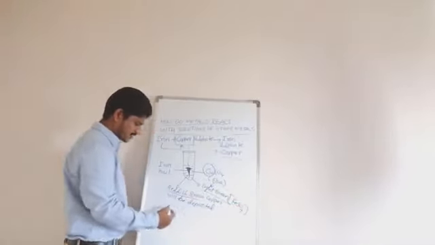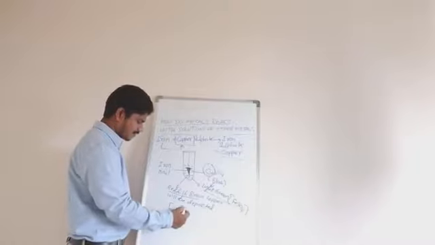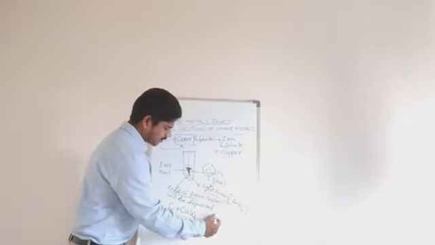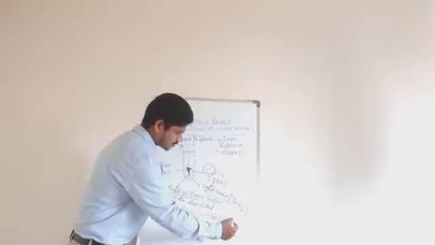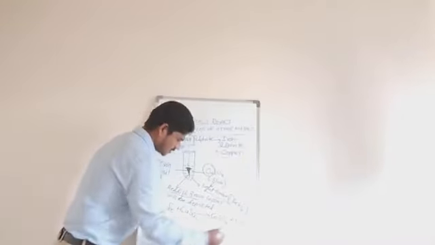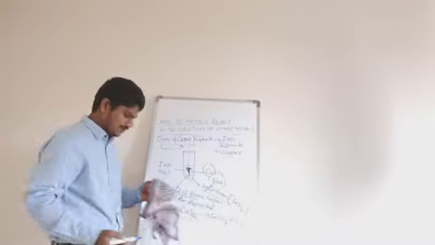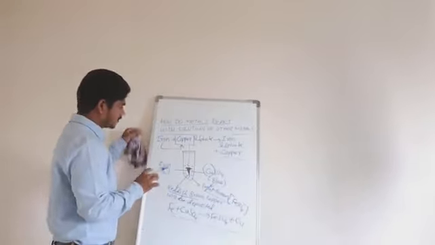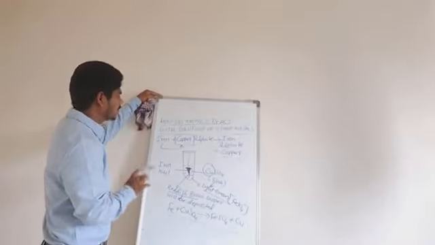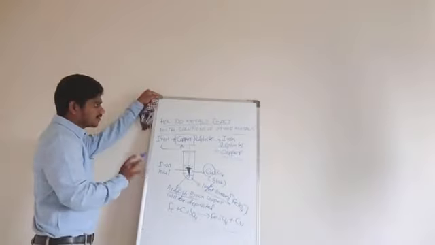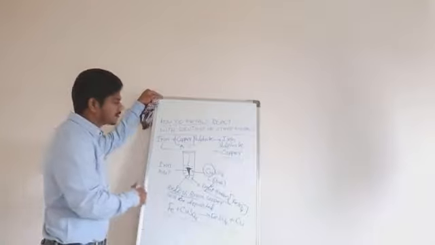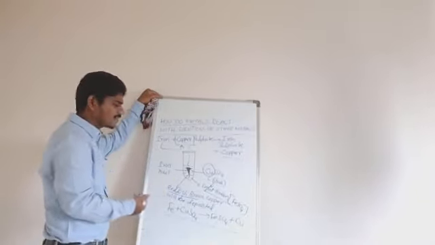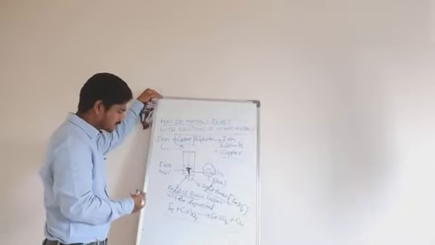So how do you write it in the form of an equation? Fe plus CuSO4 gives rise to FeSO4 plus Cu. Okay, so this is the reaction that we have, right? I hope you understood this experiment. In this experiment, we came to know that the more reactive metal is going to displace the less reactive metal.